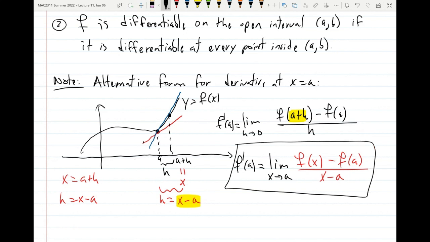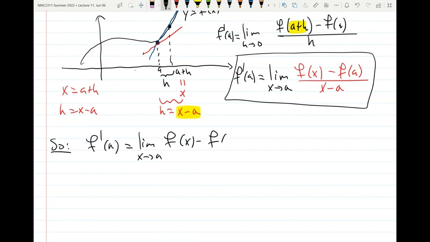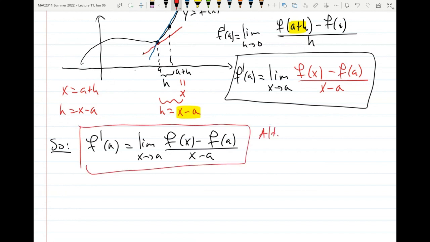And this right here is nicer for computations than what you see above. Okay? So moral of the story, f prime of a can be calculated as the limit as x approaches a of f of x minus f of a over x minus a. We call this the alternative form of the derivative at x equal a.